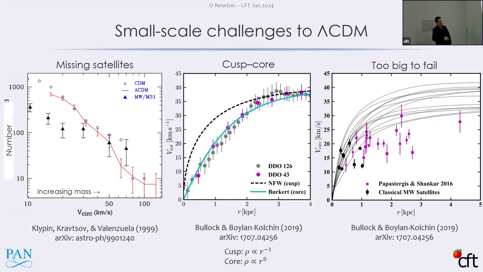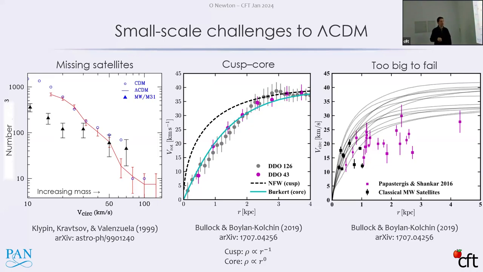And this gives you this dashed line here, which of course doesn't seem to fit the data very well. The data are actually better fitted by this blue solid line, which is a core density profile, which just means that the density in the inner regions scales as rho-zero, so it's a constant density core. So this seems to be, again, at odds with our best fitting model that performs so well on large scales.